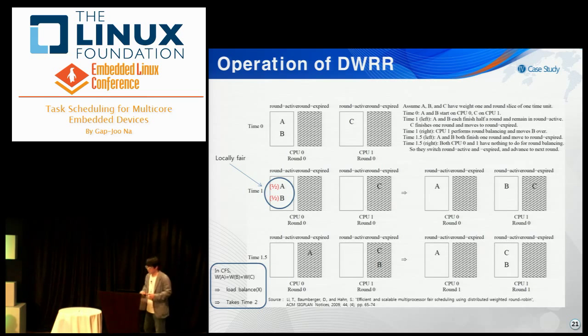If this continued, would B actually bounce back to CPU 0? If A is running now and you have C and B, then it's possible you're going to be ping-ponging B between CPU 0 and CPU 1. I'm sorry, maybe I don't understand what you're saying.